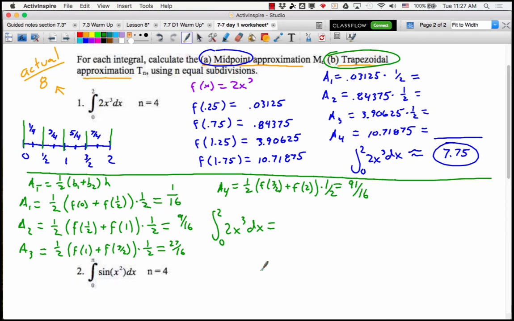Well, that doesn't make much sense. You got exactly 8 for this? Yeah. Is there an error somewhere? I know, but midpoint's supposed to get closer. 8.5. So one of these fractions might be off.